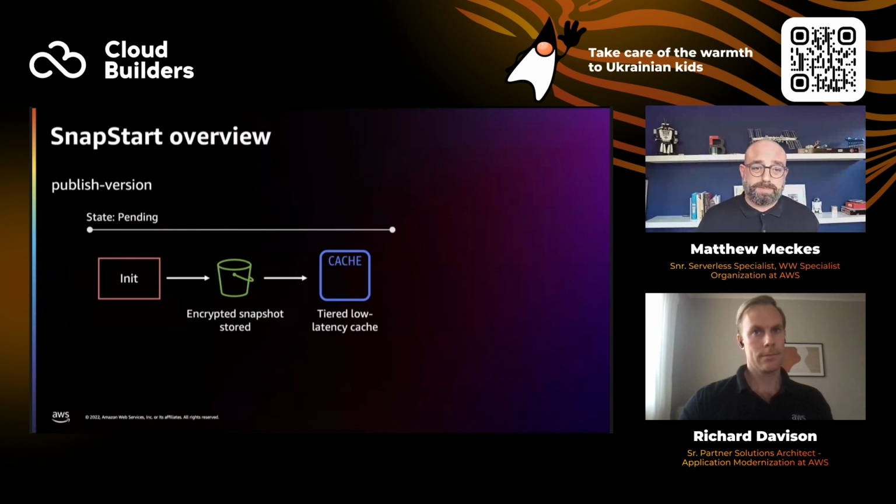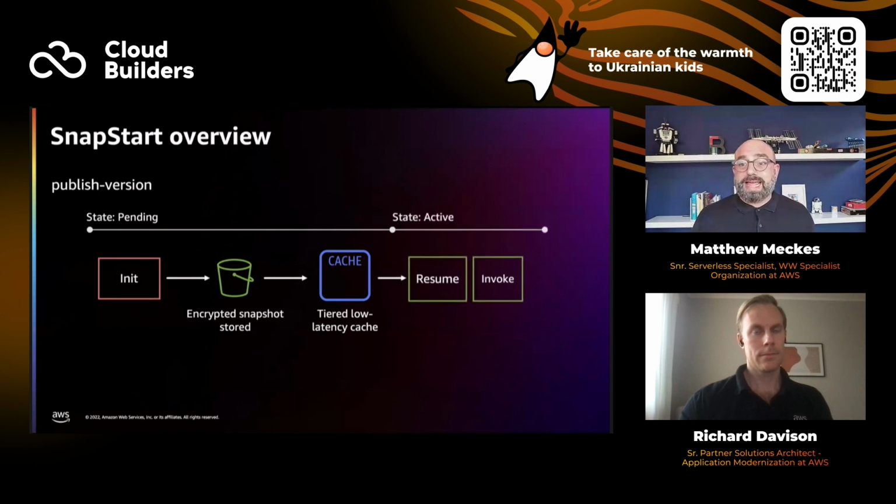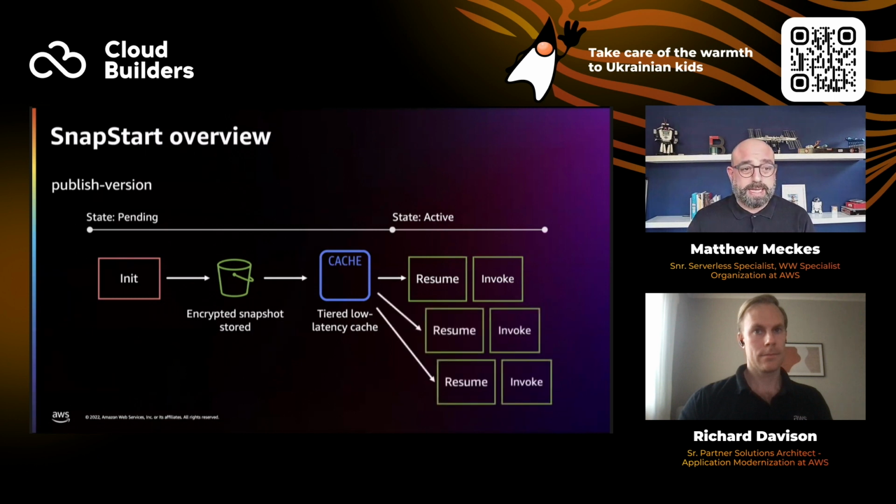So your pipeline kicks off and it publishes a new version of your Lambda function. We asynchronously then snapshot the state of the JVM and the heap. And then when a request comes into your Lambda function, we'll resume from cache, and then we'll just run your invoke code. And as we have to scale out, because you have a whole bunch of traffic coming in, we pull from that cache, do a resume, and then invoke your code.